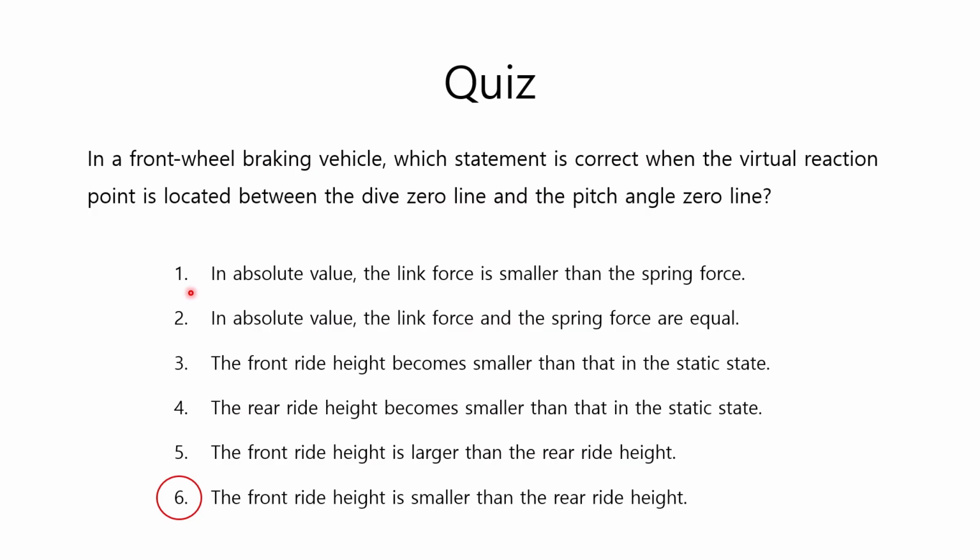Number 1. In absolute value, the link force is larger than the spring force. Number 2. In absolute value, the link force and the spring force are not equal. Number 3. The front ride height becomes larger than in the static state. Number 4. The rear ride height becomes larger than in the static state. Number 5. The front ride height is smaller than the rear ride height. Number 6. The front ride height is smaller than the rear ride height. The correct answer is number 6.